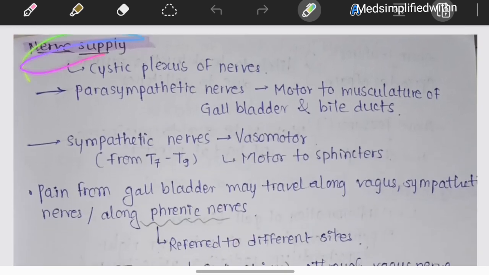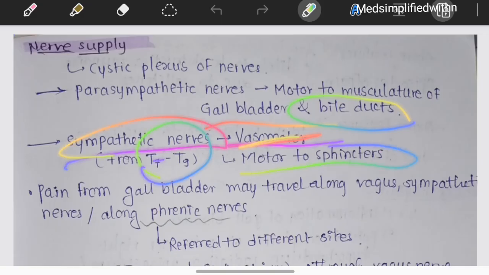Here is the nerve supply, that is the cystic plexus of nerves. Parasympathetic nerves are motor to the musculature of the gallbladder and the bile ducts, and sympathetic nerves from T7 to T9 are vasomotor and motor to sphincters.